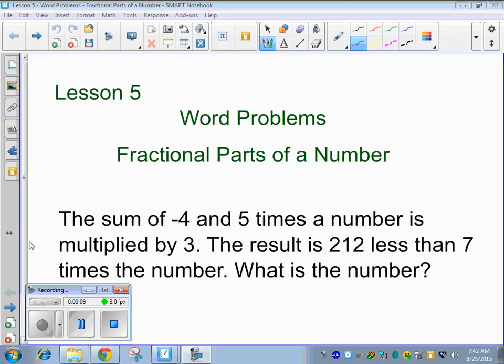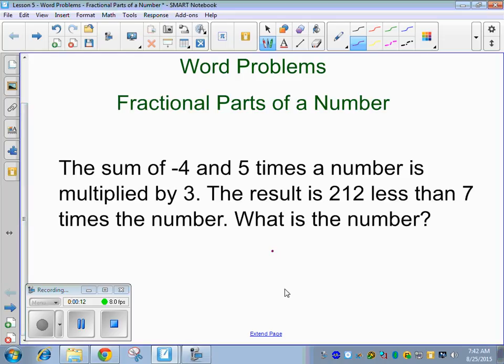All right, the sum of -4 and 5 times a number is multiplied by 3. The result is 212 less than 7 times the number. What's the number? All right, so you guys, we're trying to write the equation.